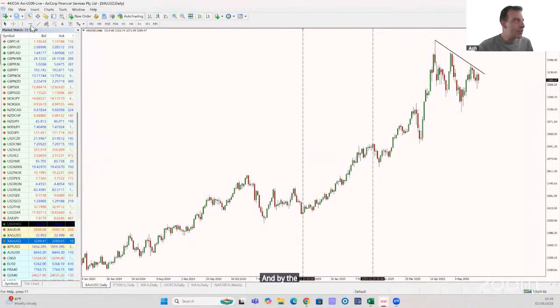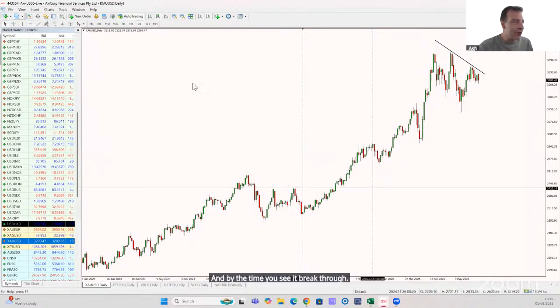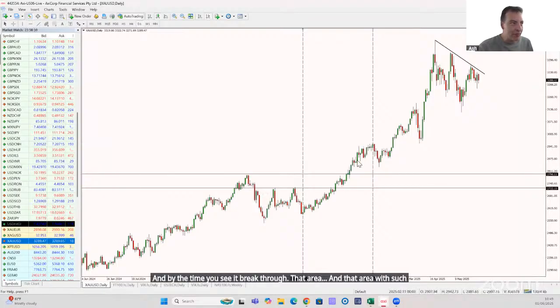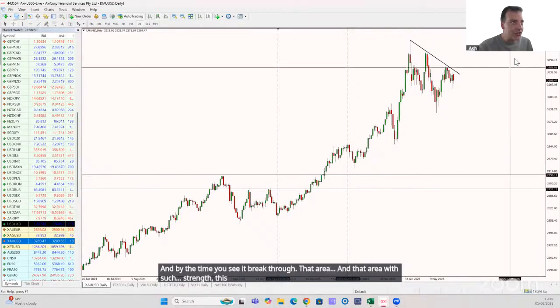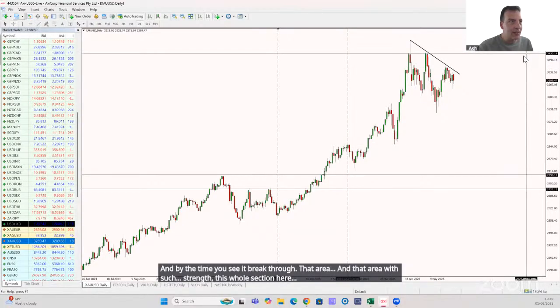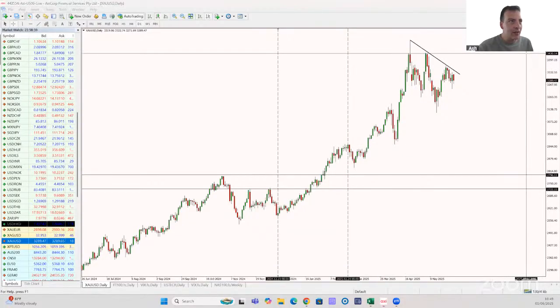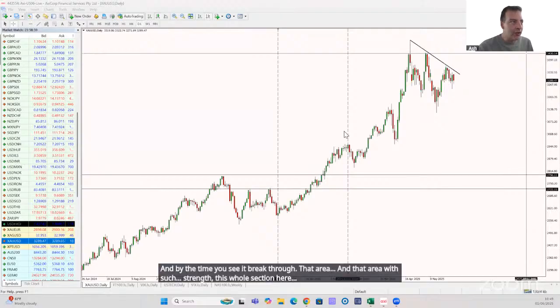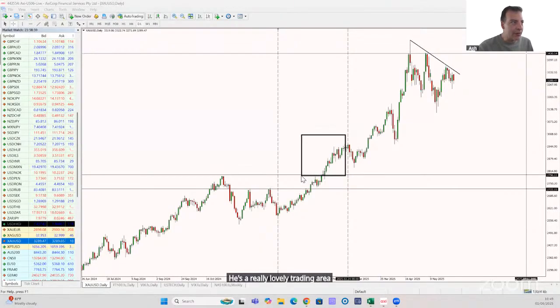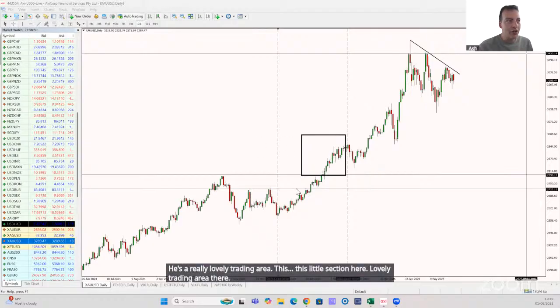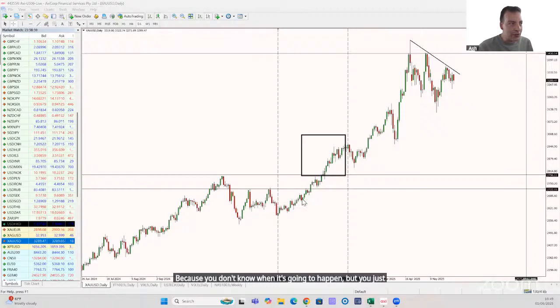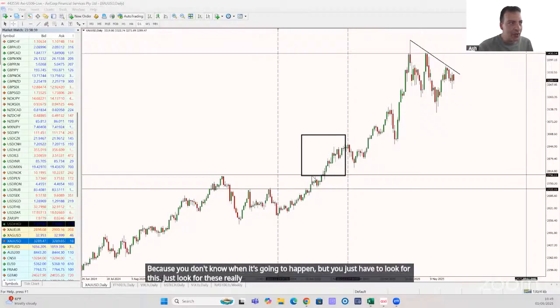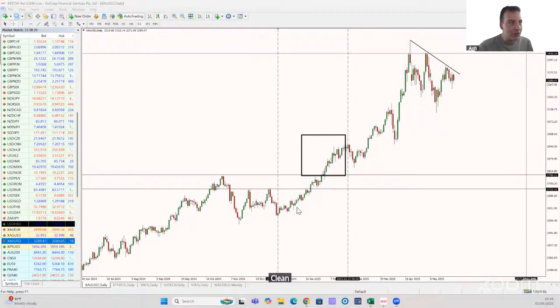So when you look at these, this area here is what you're after. And by the time you see it break through that area and that area with such strength, this whole section here is a really lovely trading area. This little section here, lovely trading area there. Because you don't know when it's going to happen, but you just have to look for these really nice clean moves to the upside. As soon as you see that happening, you can start day trading.